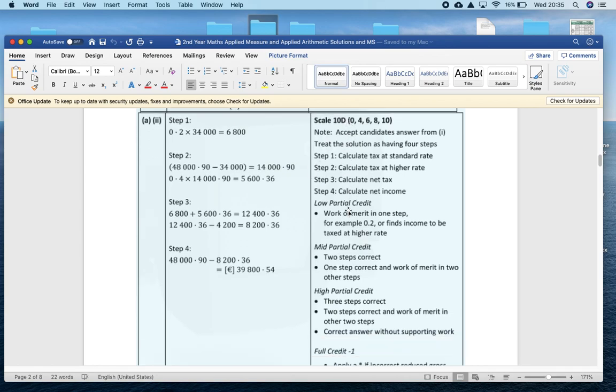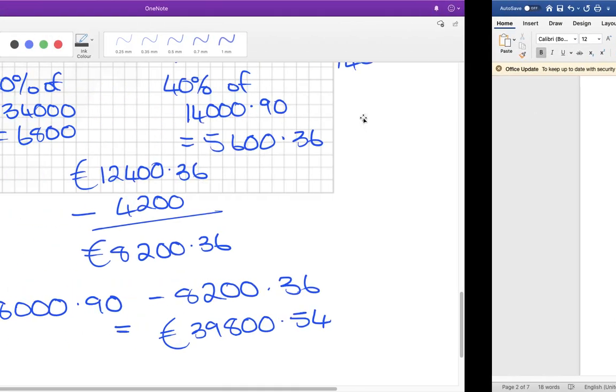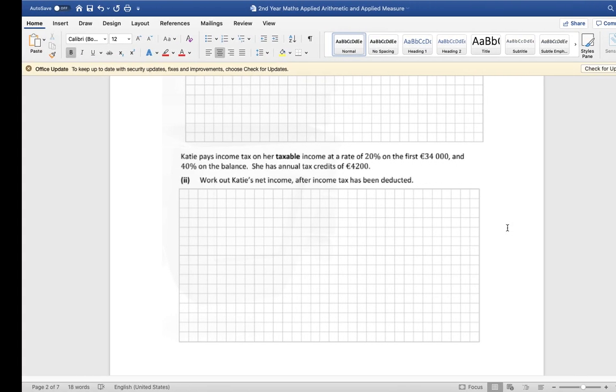Okay, so it tells you how to mark it here. So step 1 is calculate the standard rate, calculate the higher rate, calculate the net tax, and calculate the net income. And then it breaks it down. Okay, so hopefully you'll pick up some marks there. You got it all correct. It's worth 10. Okay.